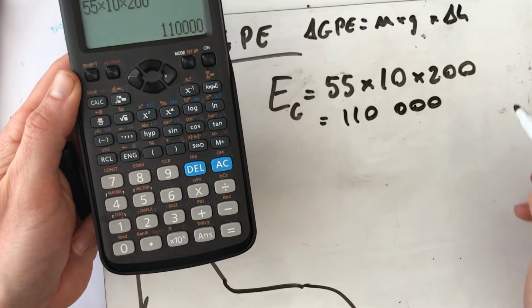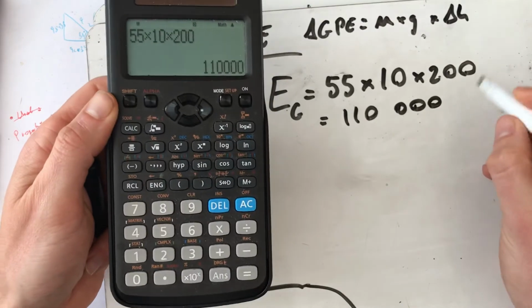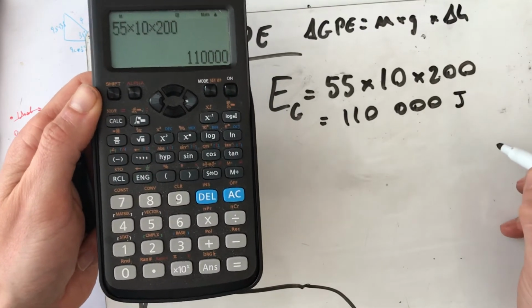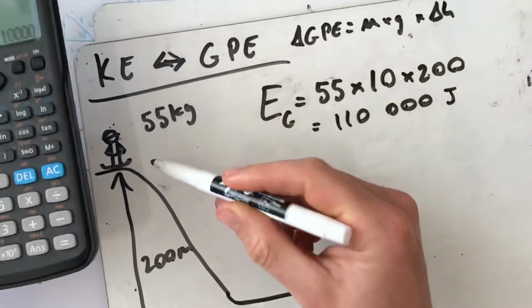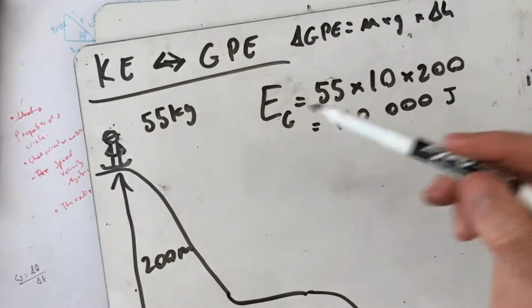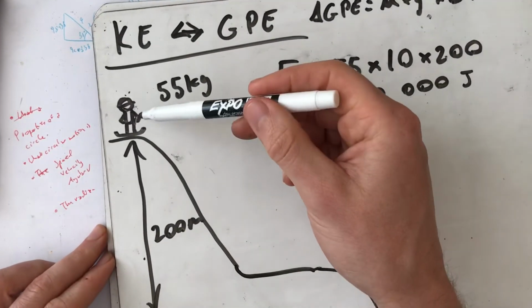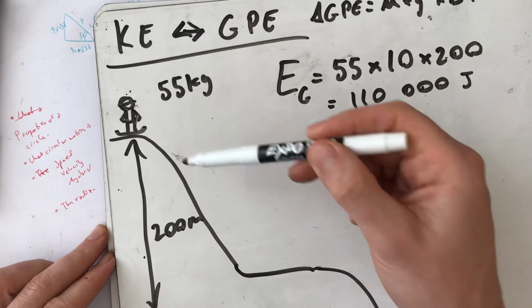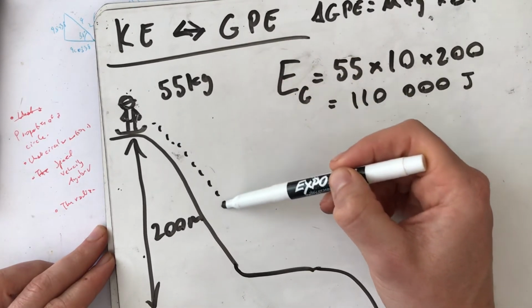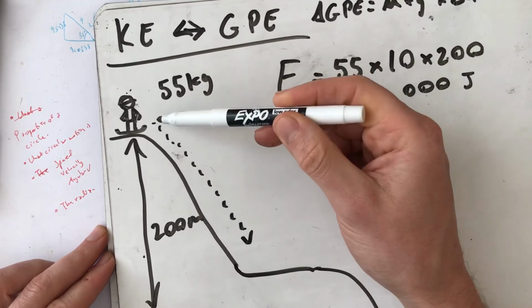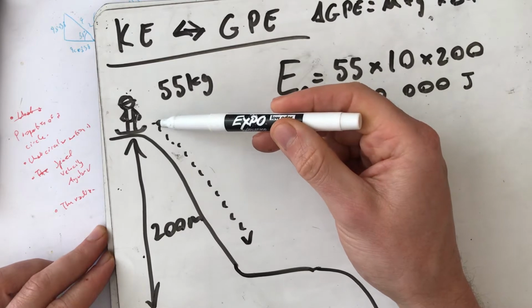110,000. And if you remember, just so we can talk about it, it is 110,000 joules of energy. Okay, so now we know the amount of energy at the top. What's actually going to happen here is all of that energy is going to get transferred as he goes down the slope into kinetic. At this stage, he's going to be moving slowly.